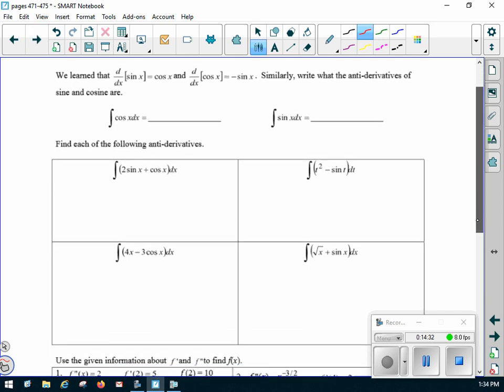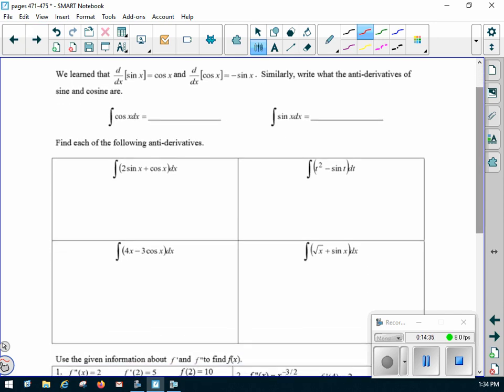Okay, now this answers Tate's question. Are we just going to do polynomials? Nope. If I can take the derivative of sine and cosine, then I ought to be able to take their antiderivative. All right. Oh, but we do, because you all love trig. Okay, so the derivative of sine x with respect to x is cosine x. The derivative of cosine x with respect to x is negative sine x. So, what is the antiderivative of cosine x dx?